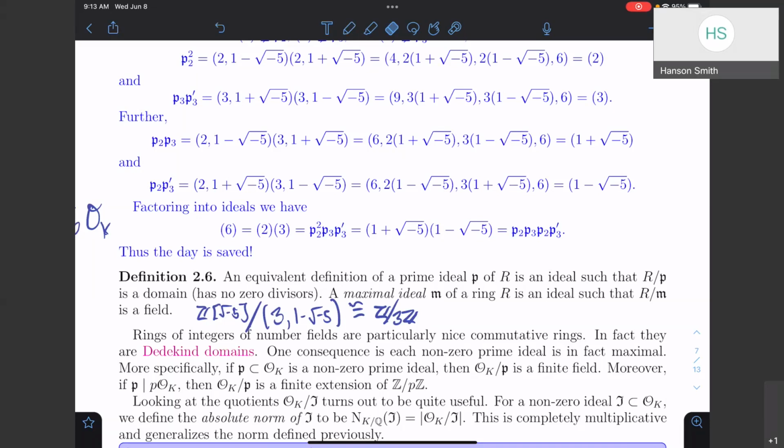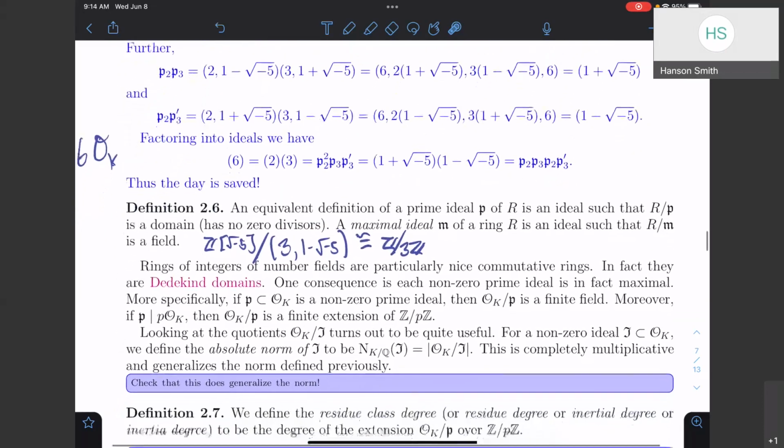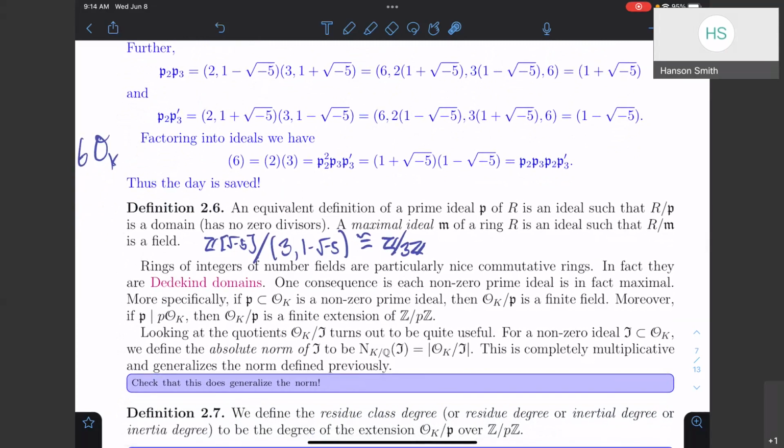So in fact, this ideal is a maximal ideal, and that is a fact about these rings of integers: non-zero prime ideals are actually maximal ideals. So these are not just any commutative rings. They're rather special ones, and we call them Dedekind domains. Okay. So questions about this?